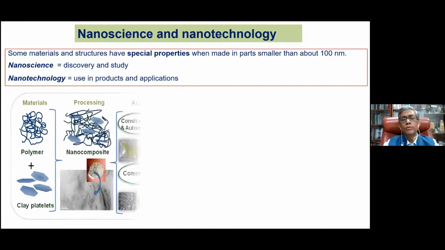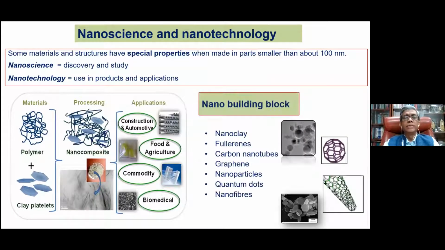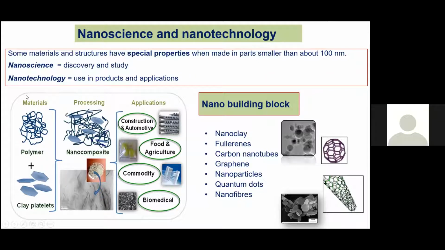So what we'll cover today is the nanofillers, belonging to nanoscience and technology. In nanoscience, we do discovery and study. In nanotechnology, we are developing all the products and applications. These nanocomposites are being developed from these polymers and these nanofillers. They can be of many different kinds, which I'll be explaining now. We develop nanocomposites through processing, and they can be used in many different applications.